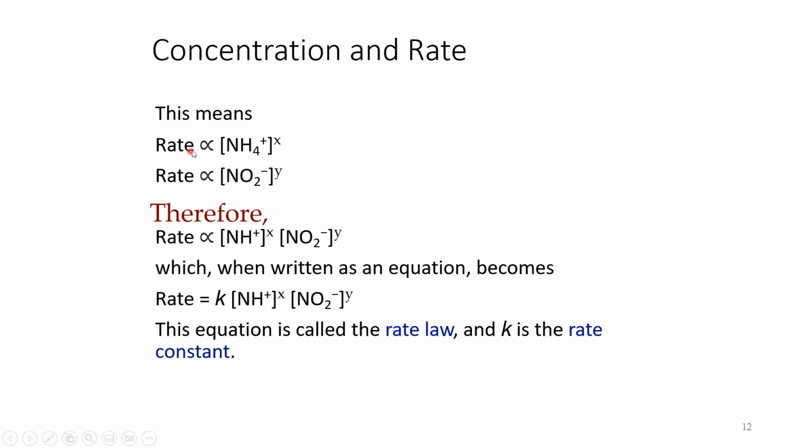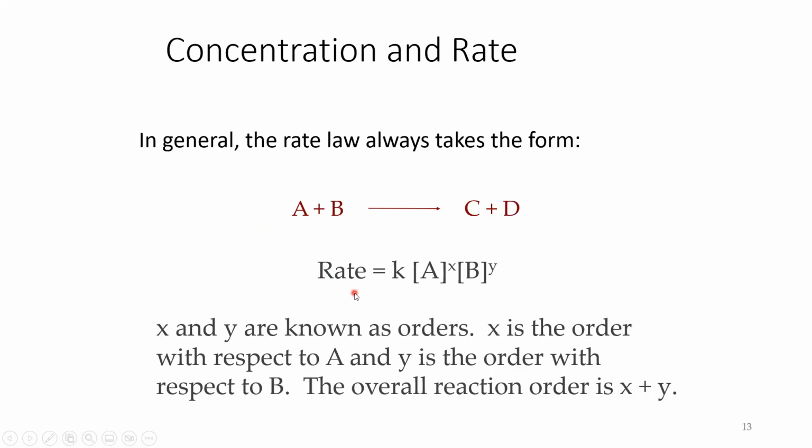So this means the rate of this reaction is going to be proportional to the concentration of the ammonium ion raised to the X power. Same thing with the nitrite ion raised to the Y power. So if we piece both of those together, the rate of the reaction is then going to be proportional to the concentration of ammonium to the X power, nitrite to the Y power. But to make it that full equation, that's why we add this rate constant K, and that's going to allow us to actually get the rate itself. And then K is going to be specific to individual reactions.